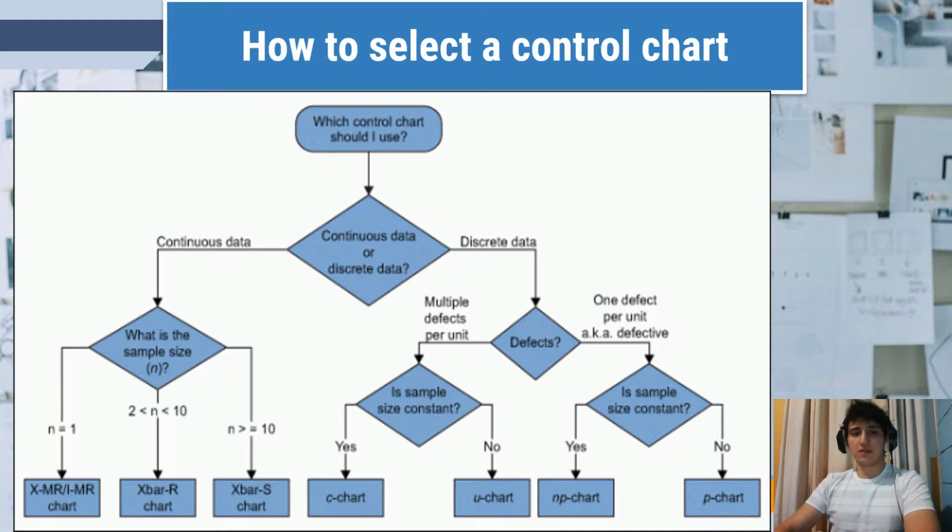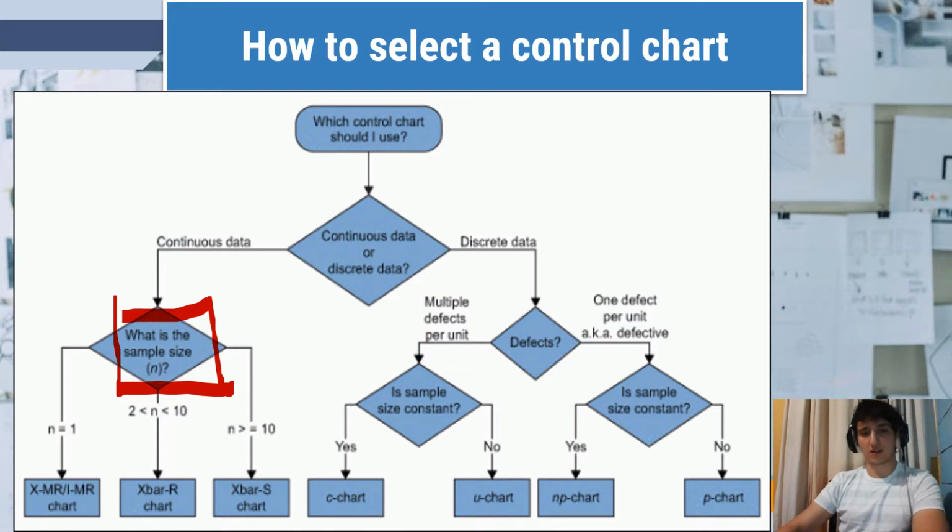Okay, so first, it says, which control chart should I use? Are you using continuous data or discrete data? If we are using continuous data, like numbers like 13.421, that's continuous data, we need to look at the sample size. If it's 1, we use the XMR or the IMR chart. It's over time. If it is between 2 and 10, we use the X-bar R chart. And if it is more than 10, we use the X-bar S chart.